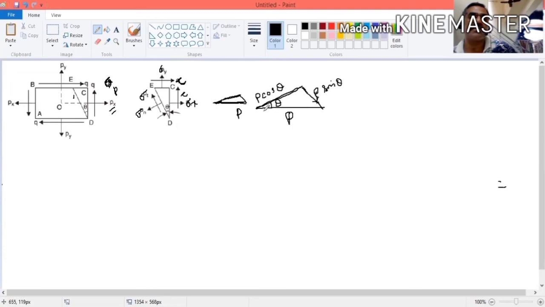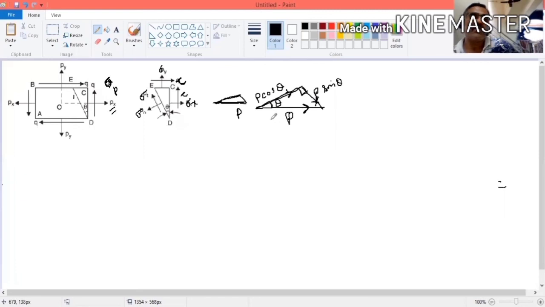Here the load is acting along this direction. If we resolve this, the direction will be along this direction. This is 90 degrees. So if you take sin theta, it is opposite side by hypotenuse. We want to find this distance. So P into cos theta, P into sin theta. Similarly, cos theta you can take.